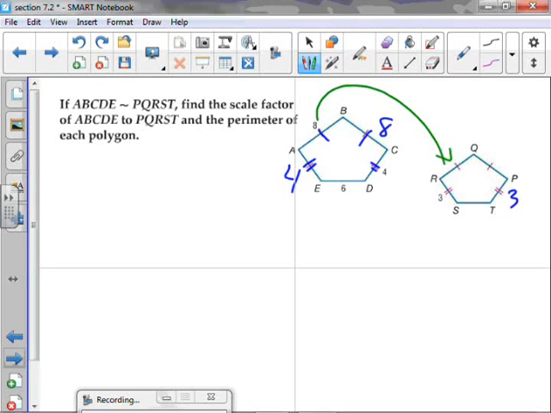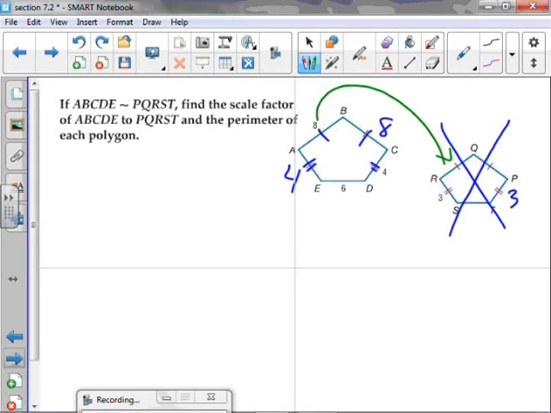Now what I need to do, it tells me to find the scale factor and to find the perimeter of each polygon. Here's the trick though. There is nothing more I need to do with this polygon, this pentagon, in order to find the perimeter of it because of the theorem we just talked about. Okay? So the only thing I have to do is find the scale factor.